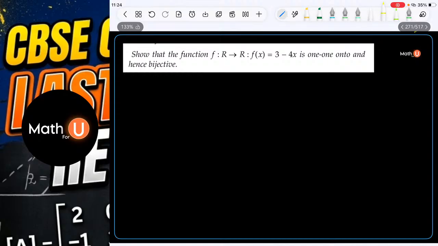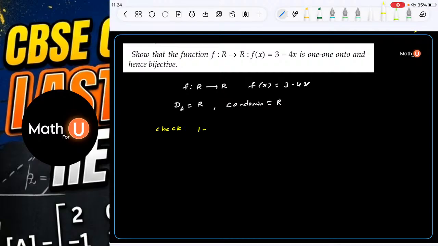Okay, this is the question. Show that the function f is a mapping from R to R. This is very important. The function is given as 3 minus 4x. What is the domain of the function? R. What is the codomain? The codomain is given as R. We have to show the function is one-one and onto, and hence bijective. Check whether the function is one-one or onto.